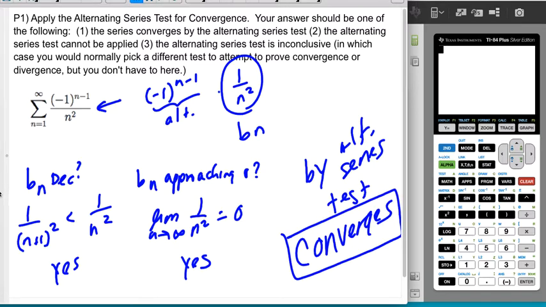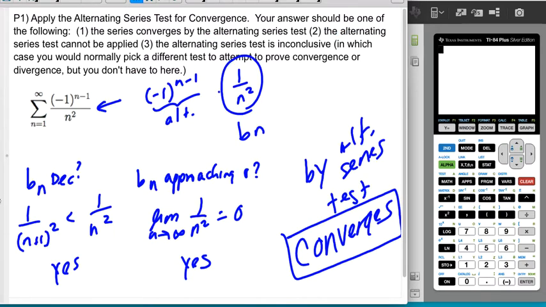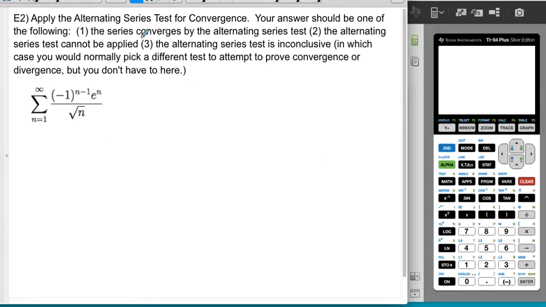All right, let's do an E2. This one's a little bit trickier. So the answer can be one of the following, and I think I might have actually had this in the top one, but I gave you ones that converged. So either the series converges by the alternating series test, the alternating series test can't be applied, or the alternating series test is inconclusive, in which case you would just pick a different test, but not in this example.